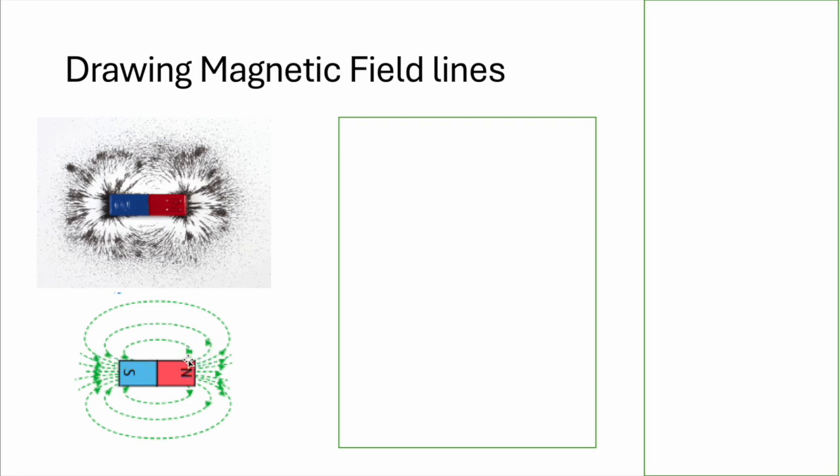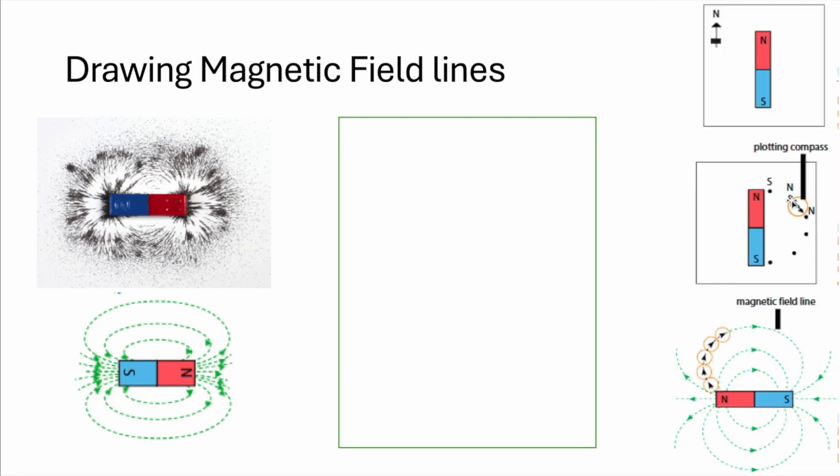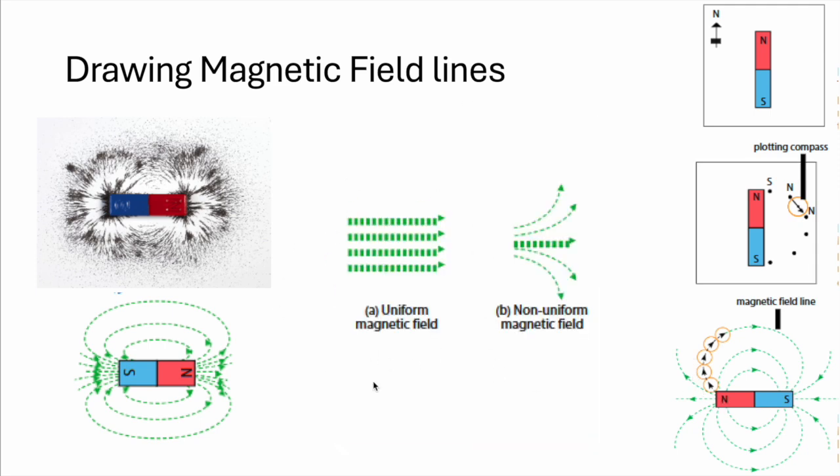They never cross each other, are continuous, and they form loops. The distance between them shows the strength. The closer the lines, the stronger the magnet. So a common exercise is to use a compass. A compass has a magnet inside to trace the magnetic field lines. If the magnetic field lines are equally spaced, it is called a uniform magnetic field. If they start to disperse, it's a non-uniform magnetic field.